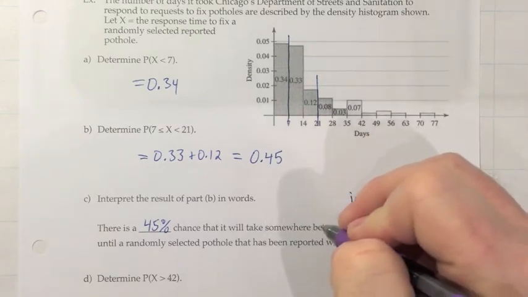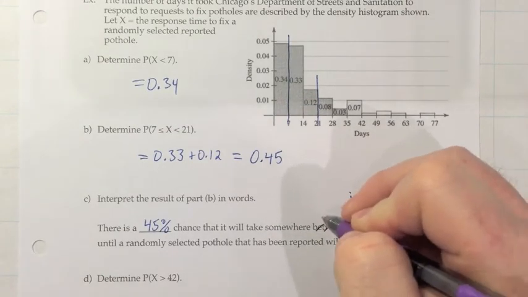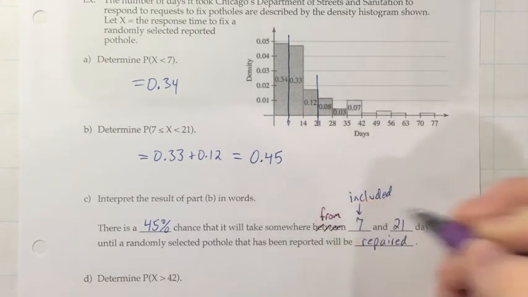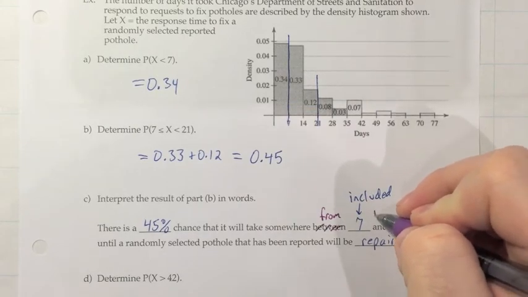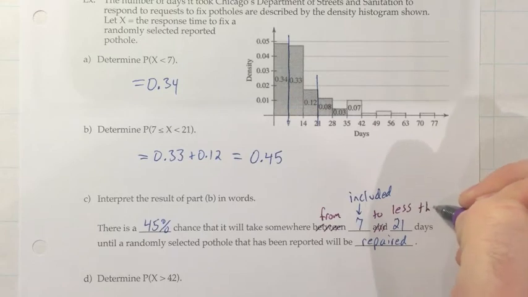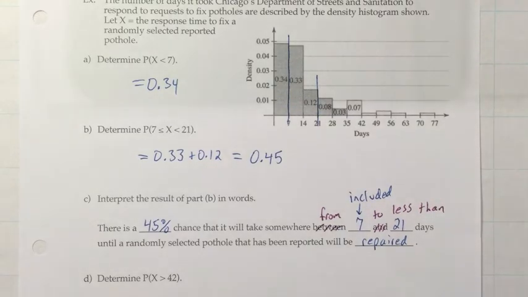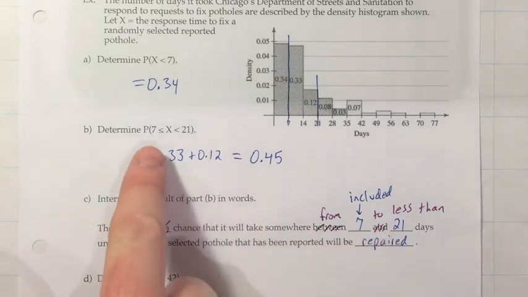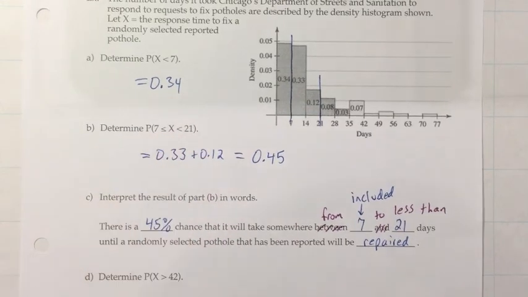Drag in a new color. It'll be somewhere from 7 to less than 21 days. I think that's a better fit for the symbols. The words that I had there, between 7 and 21, those words are not inclusive. That would have been great if there was "less than" on both cases. So this is a little bit better.